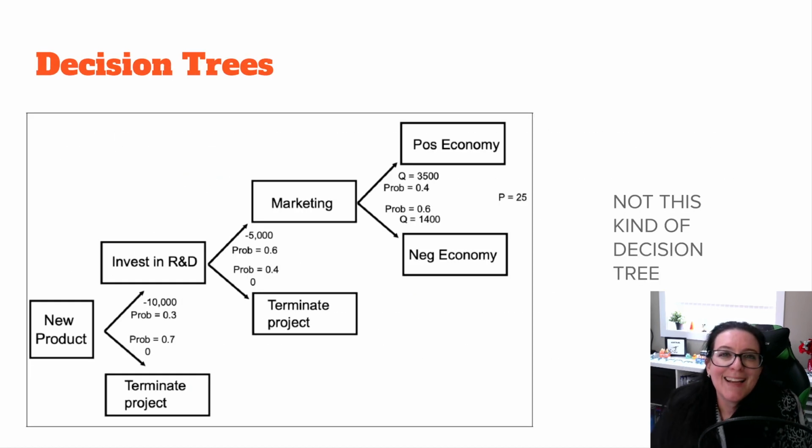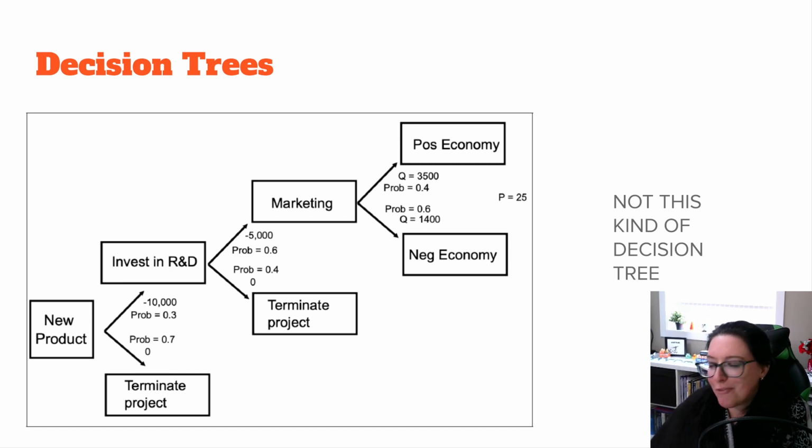Now, in data analytics, back before machine learning, there was something called decision trees. It was about looking at decisions under uncertainty. You had a new product. Should you terminate your work on the project? Should you invest in research and development? Should you then terminate the project, or should you invest in marketing? Should you then sell the product? What if it's a good economy versus a bad economy? So this is a decision tree in the pre-machine learning, pre-AI world.